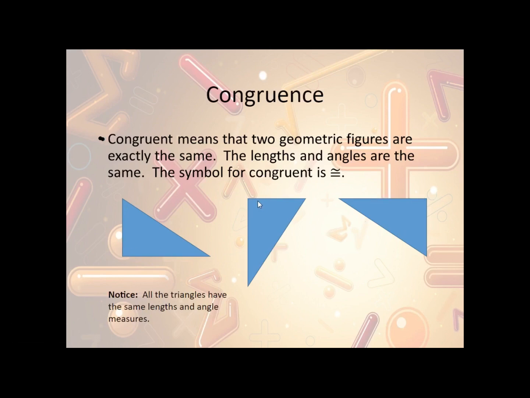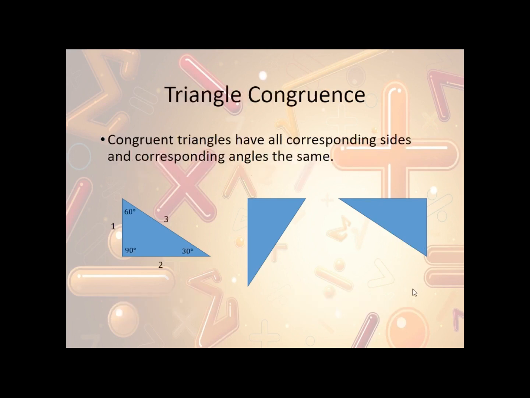This angle and this angle and this angle are all the same. This angle, and this angle are all the same, and so on. So triangles can be congruent even if they are not facing the same direction. So for instance, we have three triangles here, and we're given the sides and angle measures.